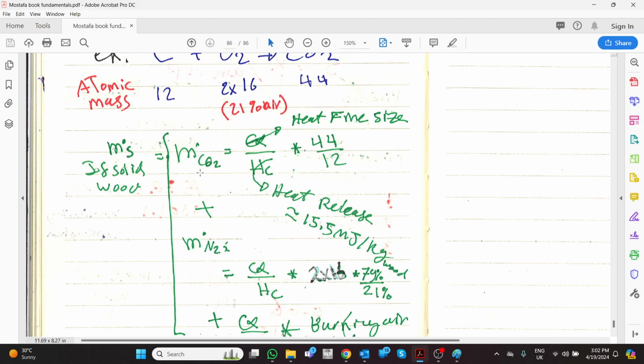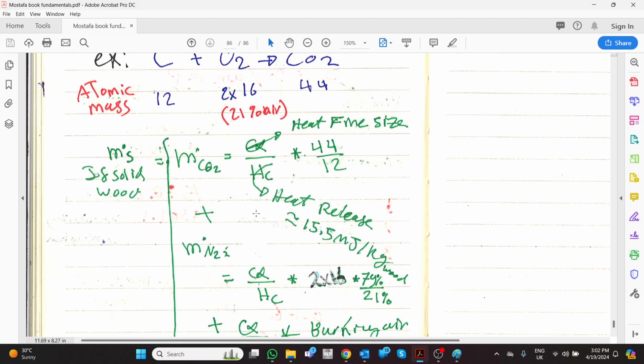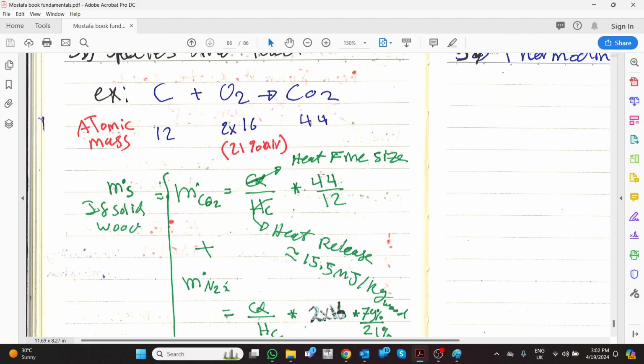So CO2 can be calculated from the heat fire size, the heat output. The heat output, which is defined based on the application, is 5 megawatt, 2.5 megawatt, whatever, according to the code. So this is the fire size in megawatts, and you multiply by the molecular weight divided by the heat release. This is the total heat power, and the wood.